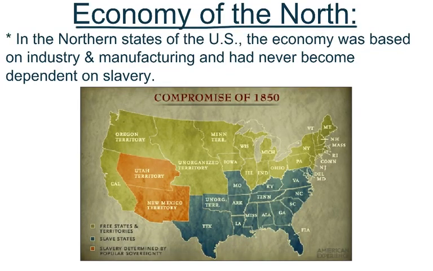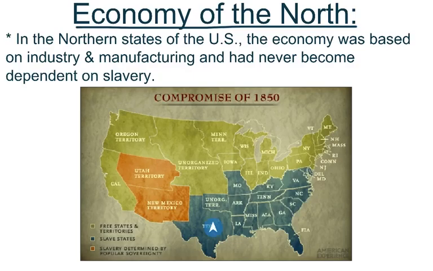Now, all this slavery going on in the southern states, you're probably asking yourself, what about the northern part of the United States, Coach? What's going on up there? And that's what we're going to talk about next, the economy of the North. In the northern states of the United States, the economy was based on industry and manufacturing and had never become dependent on slavery. Now, here in this map, we can see the division of free states and slave states.